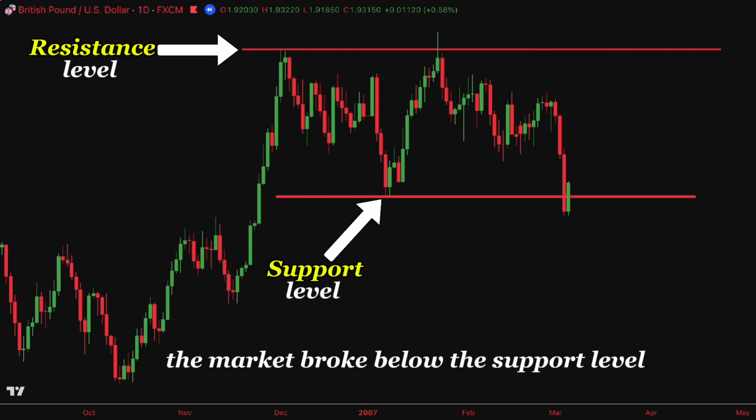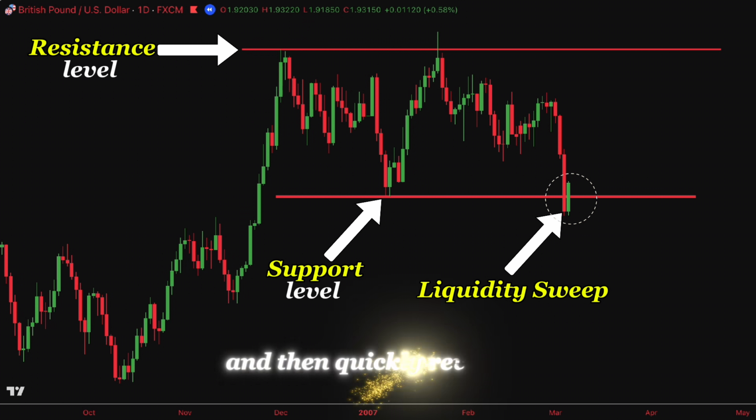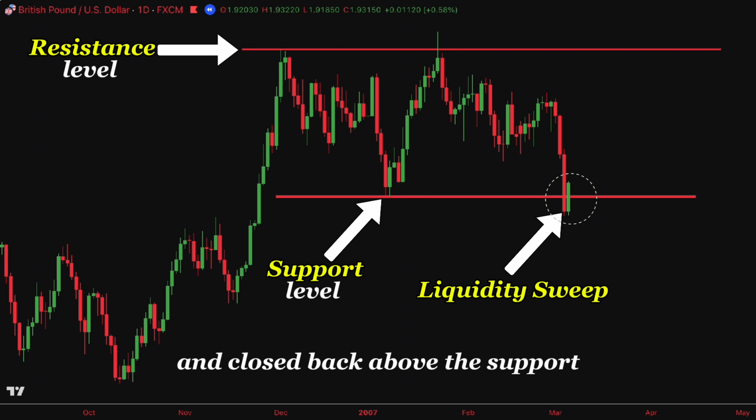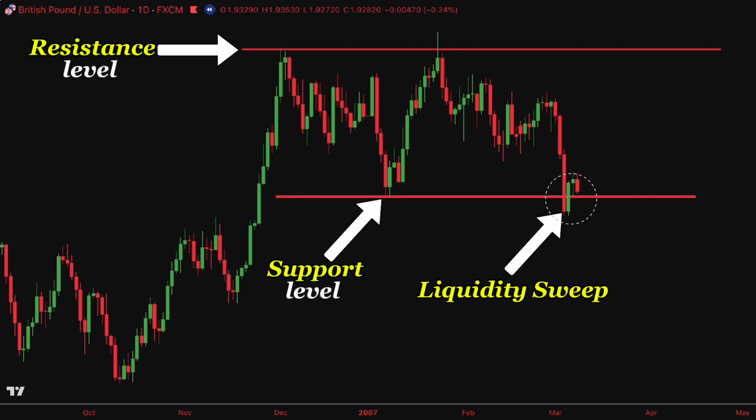The market broke below the support level, taking the liquidity resting underneath the range low, and then quickly reversed and closed back above the support. This is a clear bullish external liquidity sweep. Look at what happened next.